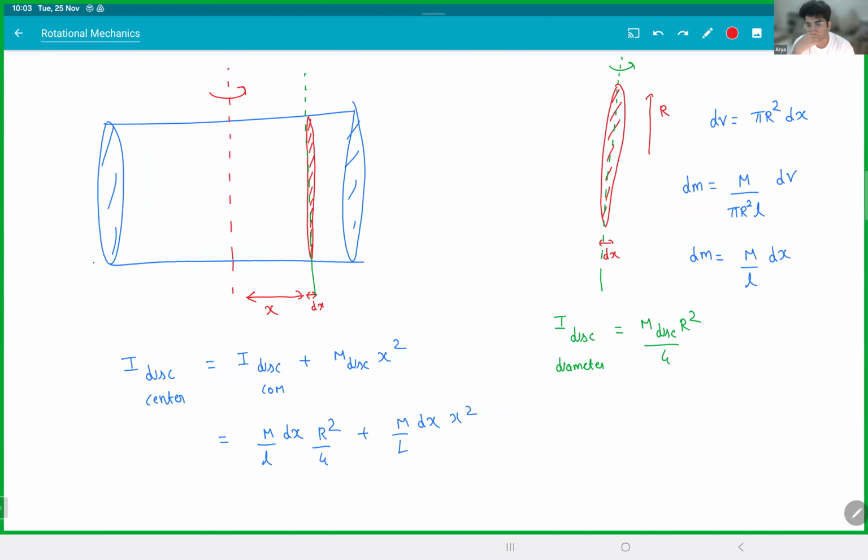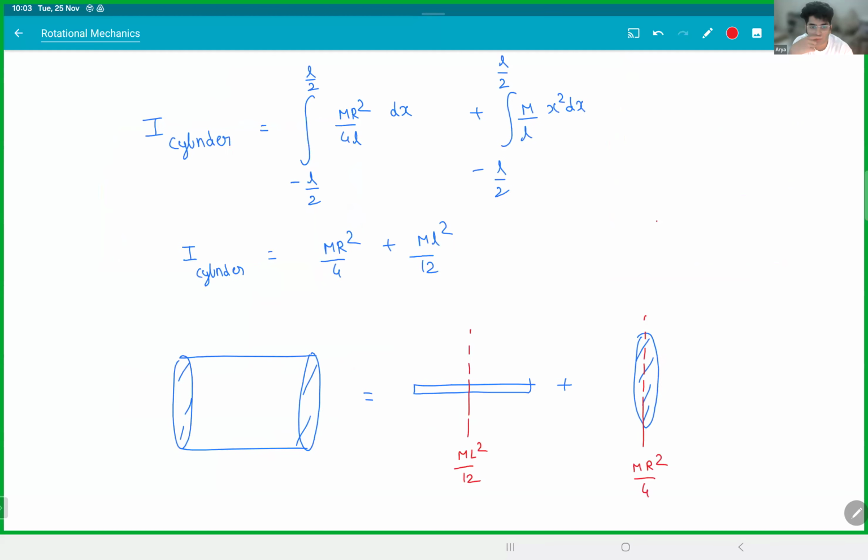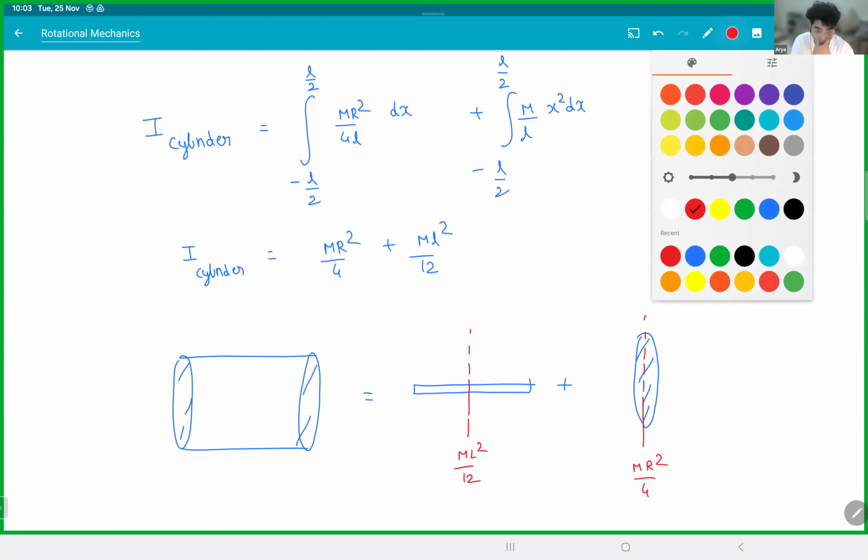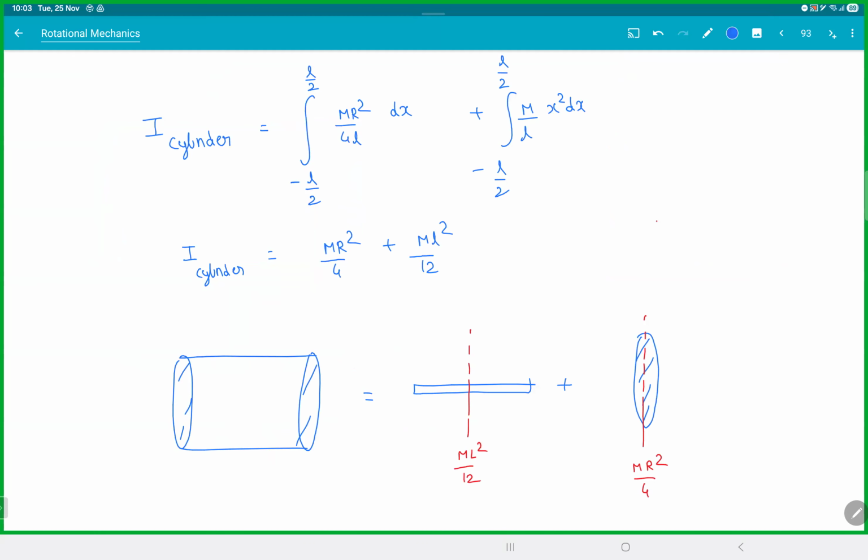Sir, how did you express the moment of inertia of all the disks as M r square by 4 in the next slide? I'm just saying the result will look like this. Acha, is there any logic behind the result? You're shifting. When you compress the whole thing, exactly, the logic is the same.